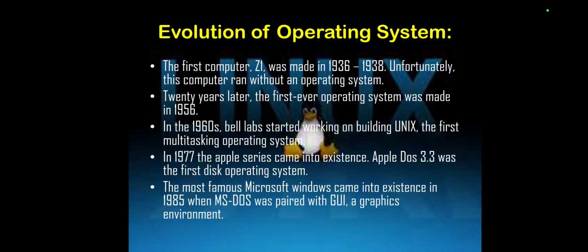Now here is the evolution of operating systems, meaning the history of operating systems. The first computer, Z1, was made between 1936 and 1938. Unfortunately, these computers ran without an operating system. 20 years later, the first ever operating system was made in 1956. In the 1960s, Bell Labs started working on building Unix, the first multitasking operating system. Then in 1977, the Apple series came into existence, where Apple DOS 3.3 was the first disk operating system. The last and most famous, Microsoft Windows, came into existence in 1985, when MS-DOS was paired with a GUI, a graphics environment. These are the histories of operating systems.